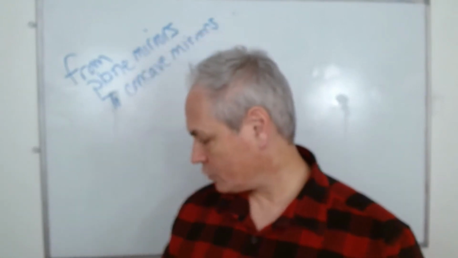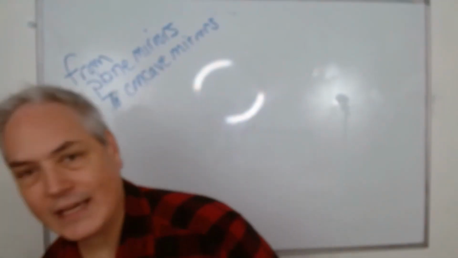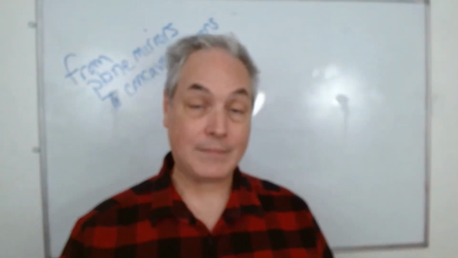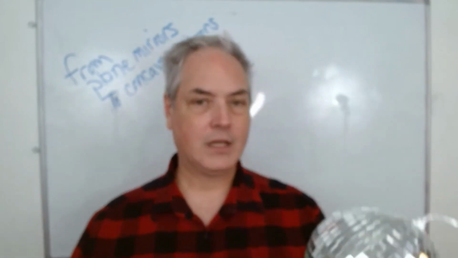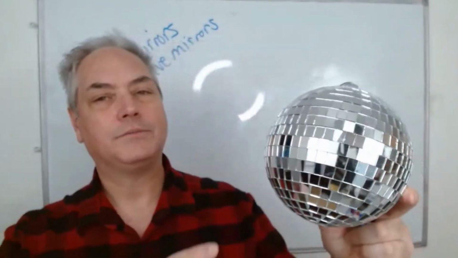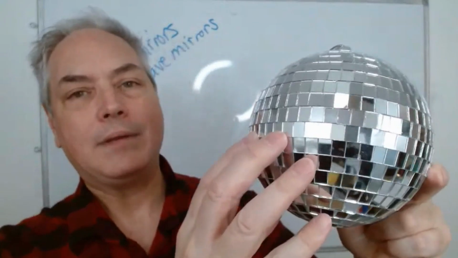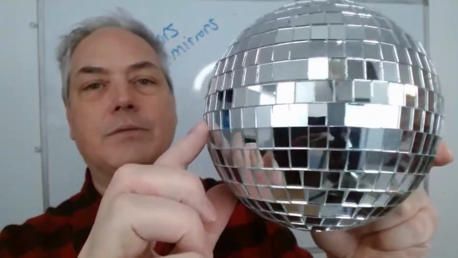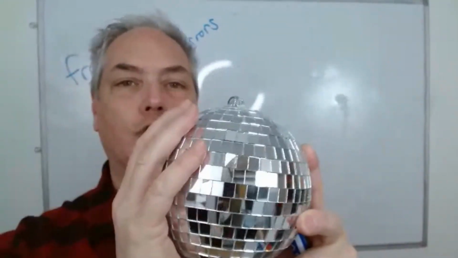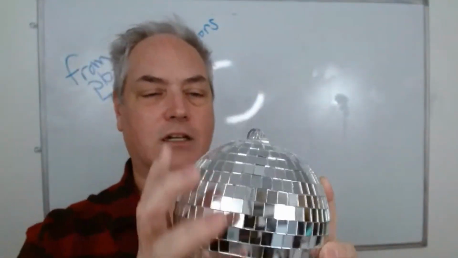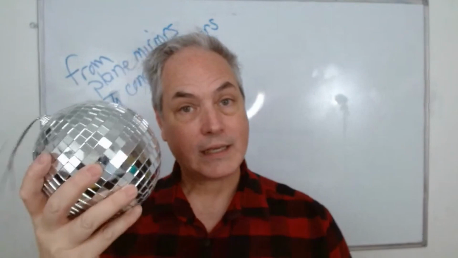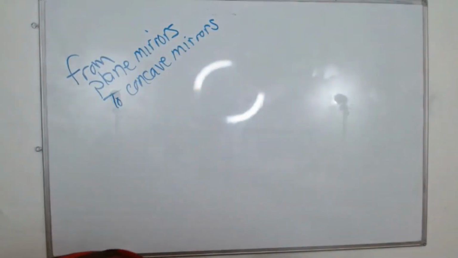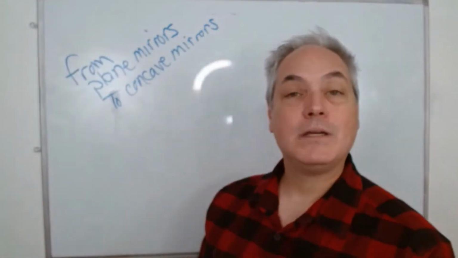So the first thing we're going to talk about is how we get from a plane mirror to a concave mirror. Here's an example of a disco ball. These are made of plane mirrors. If you get close, you can see it is a ball because each of the small plane mirrors is glued on this sphere.